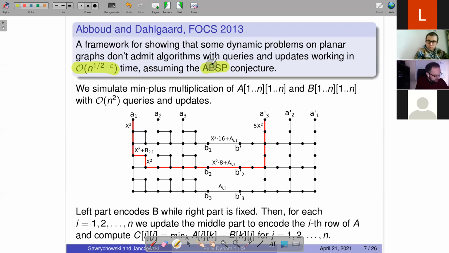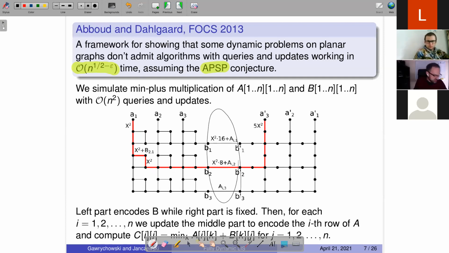So the idea was to encode matrix B in the left part of the graph. So it's like an n times n grid, essentially. And you look at B_ij, it's some value, and you put this value on the weight of some edge in the left part. So this is how you encode B. For A, you take each row of A, so you consider the rows 1 by 1, and you encode the rows in this middle part. So again, you modify the weight of the edge.